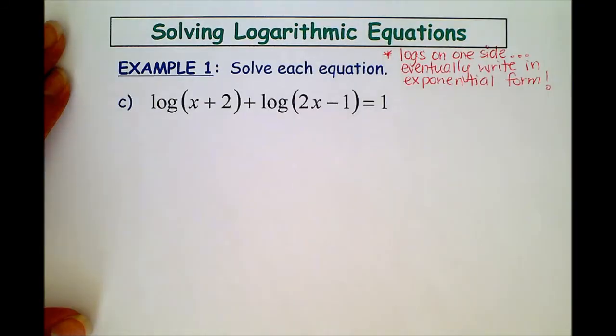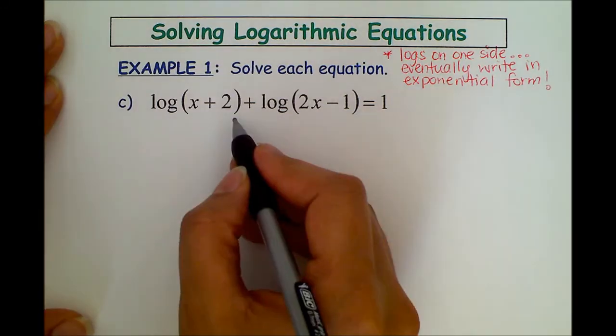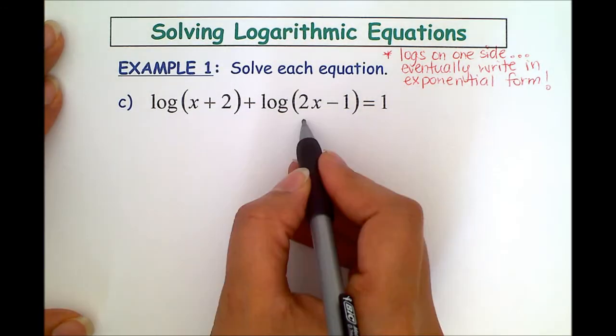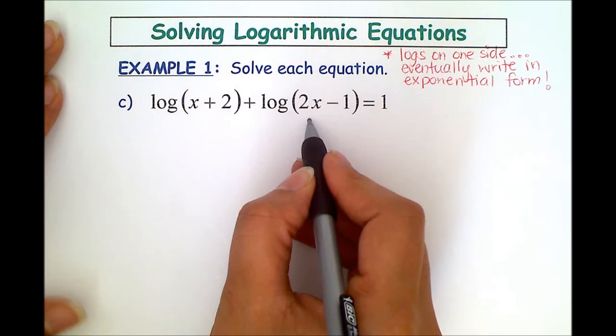For this example, part C, I have log of x plus 2 plus log of 2x minus 1 equals 1. What you'll notice is that because I have logarithms on only one side of the equation, again, eventually I'm going to write this in exponential form.